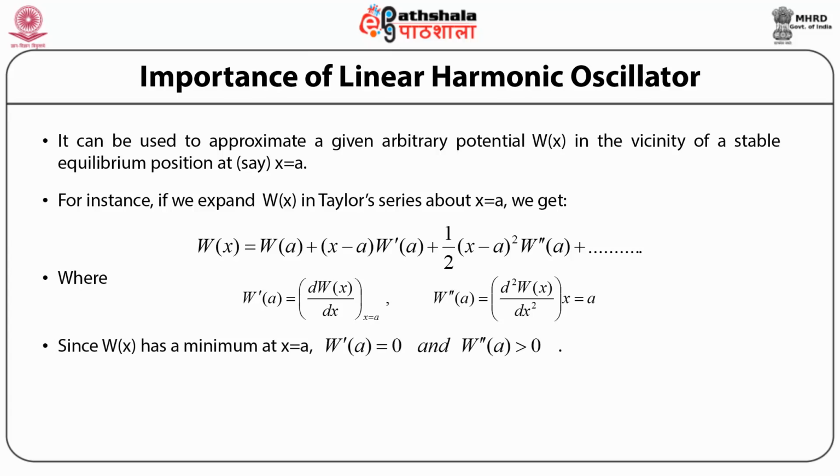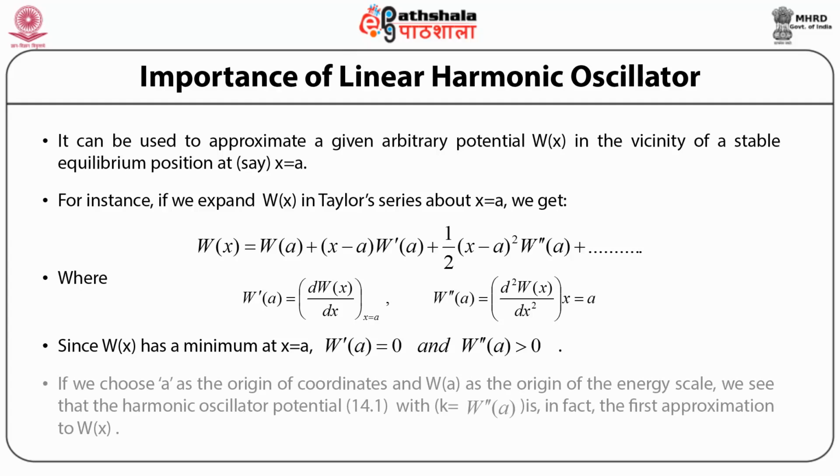Since W of x has a minimum at x is equal to a, W prime of a is equal to 0 and W double prime of a is greater than 0. If we choose a as the origin of coordinates and W of a as the origin of the energy scale, we see that the harmonic oscillator potential given in equation 1, with k equal to W double prime of a, is in fact the first approximation to W of x.